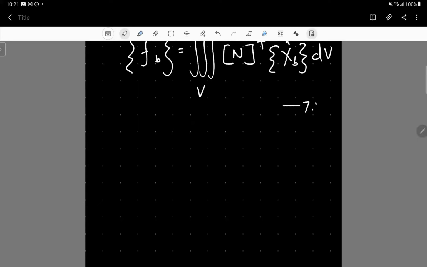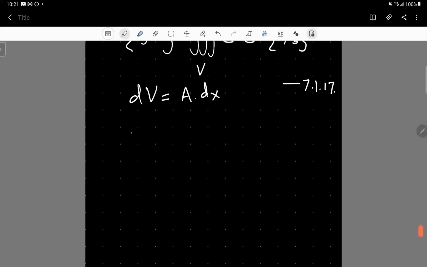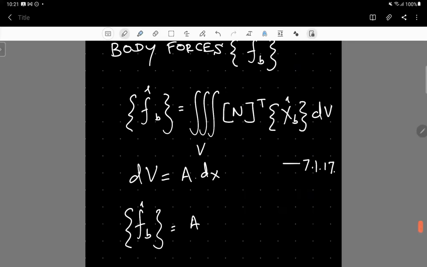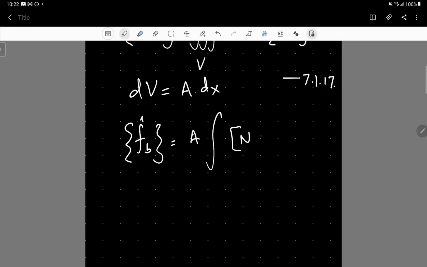So in this equation, we know the volume can be expressed as a function of, let's say, sectional area and the thickness. So the term dV can be expressed as A times dx. When we substitute this in the body force integral matrix, since A, the cross section of this bar element, is constant, we can take it out from the integral, and we still need to evaluate this matrix over the length of the element.